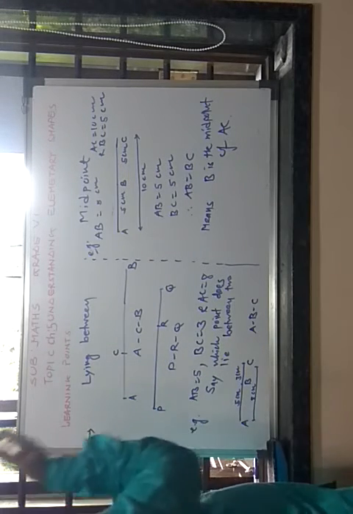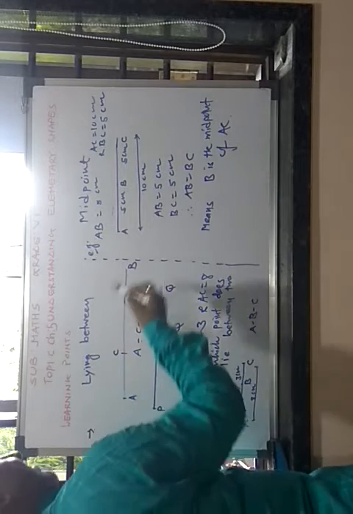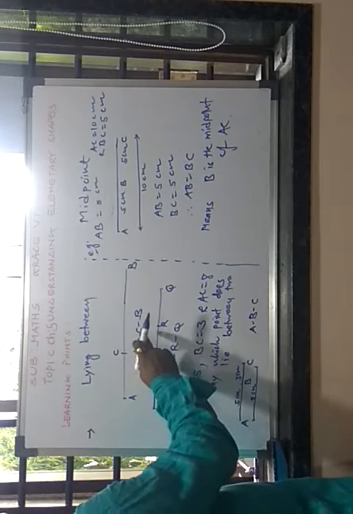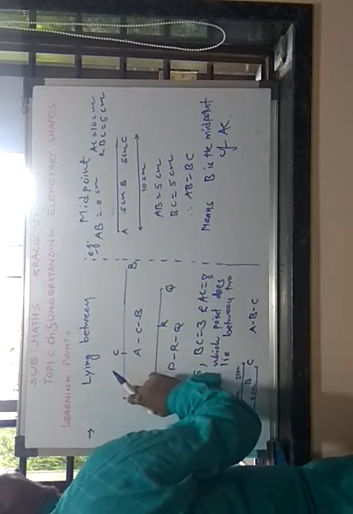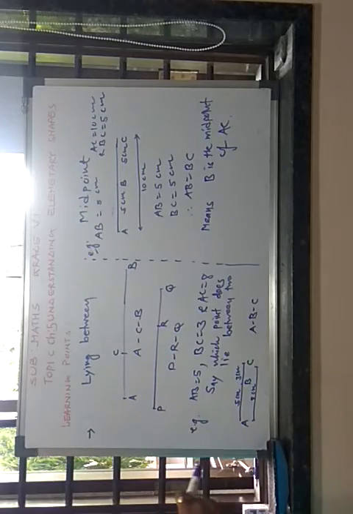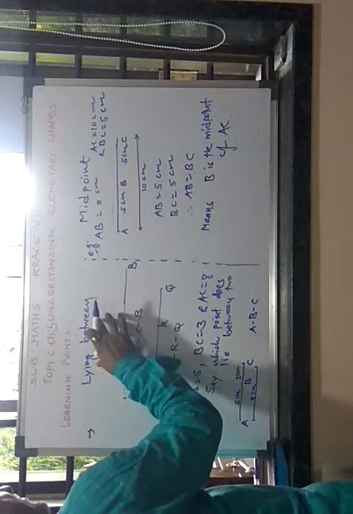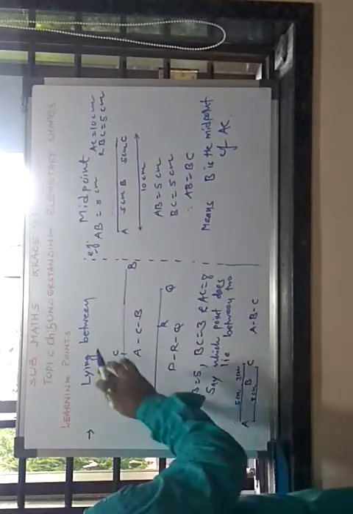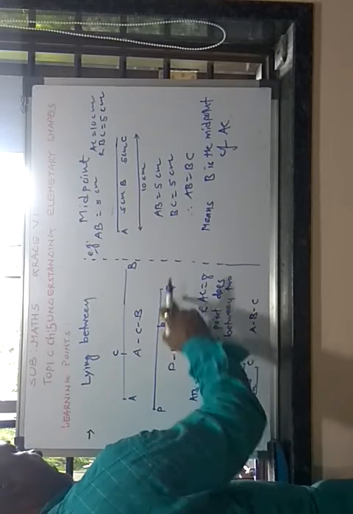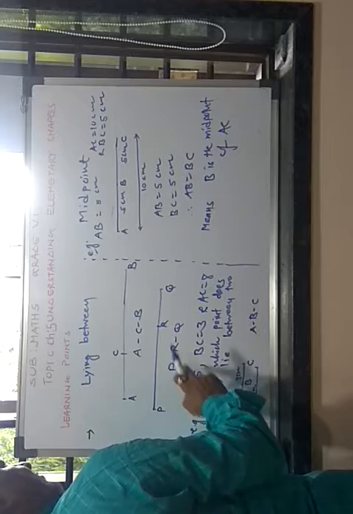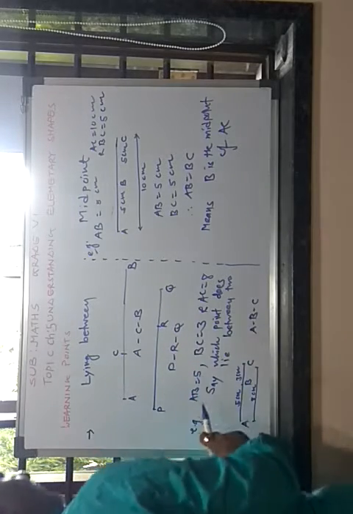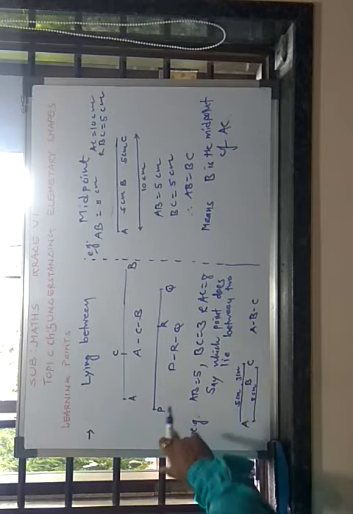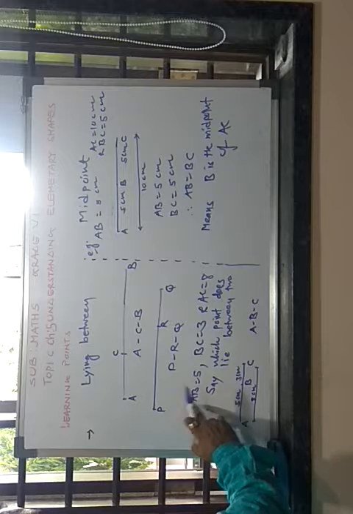In mathematics it is symbolized like this: here you see C lies between A and B. So you can write A-C-B, meaning C lies between A and B. Correct? It does not mean that C is the midpoint of AB. Here it only lies somewhere here. Here R is somewhere over here, right? So R lies between P and Q. So we can write P-R-Q. Correct? Okay, let me understand this with an example.